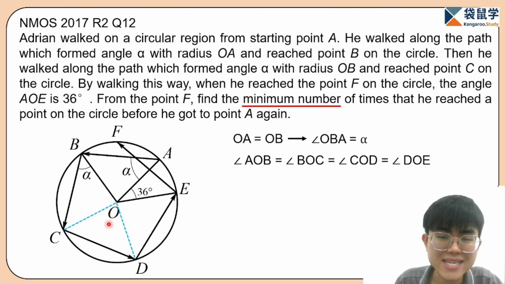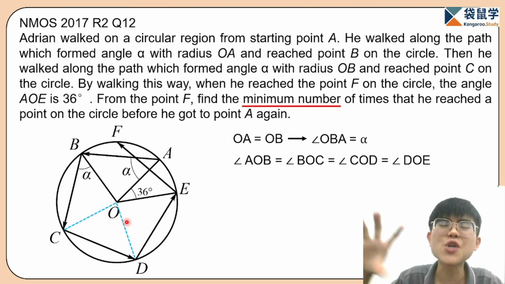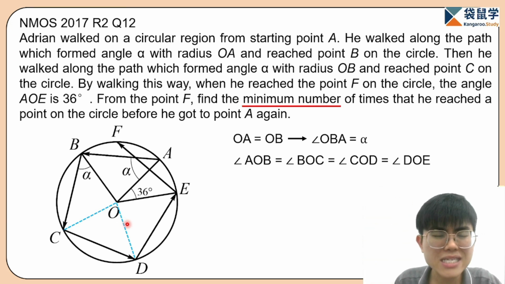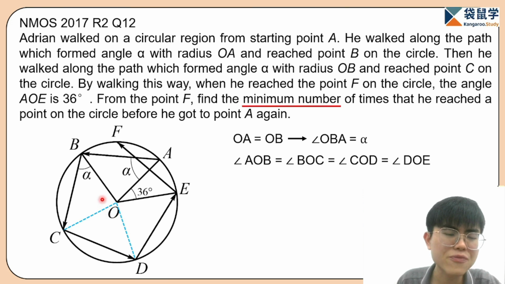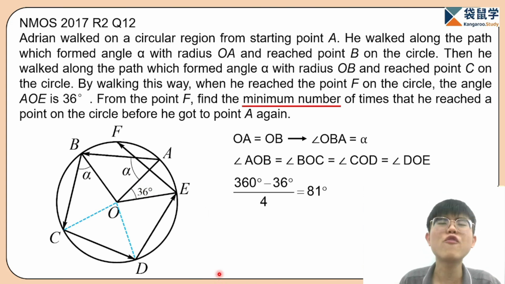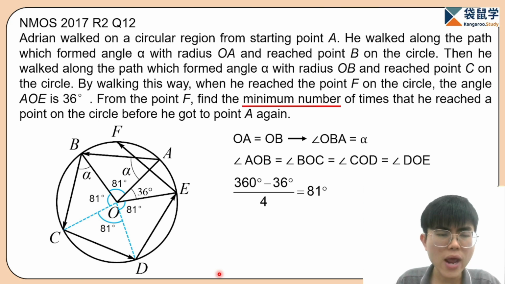So you see that this is a circle right here, so it will be a total of 360 degrees. If this is 360, we know that all of these four parts are equal. So we just have to minus out the 36 over here and divide by 4. You will find that it is equal to 81 degrees. Alright, everyone. So in this case, we already know that all of these angles here are 81.